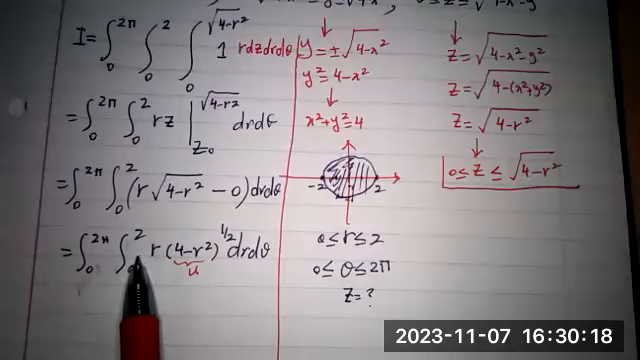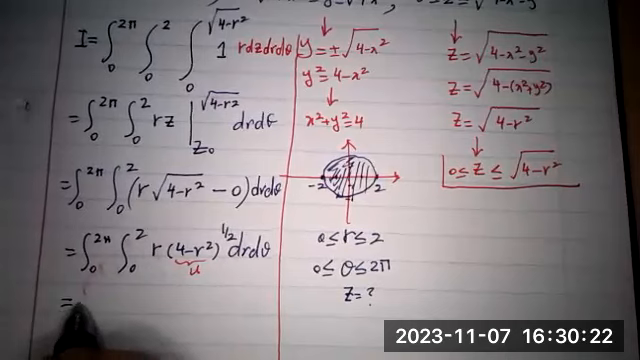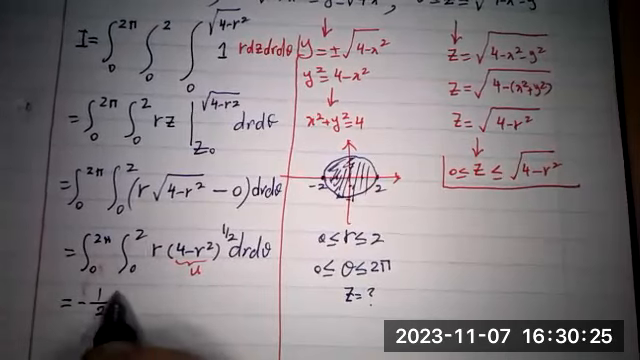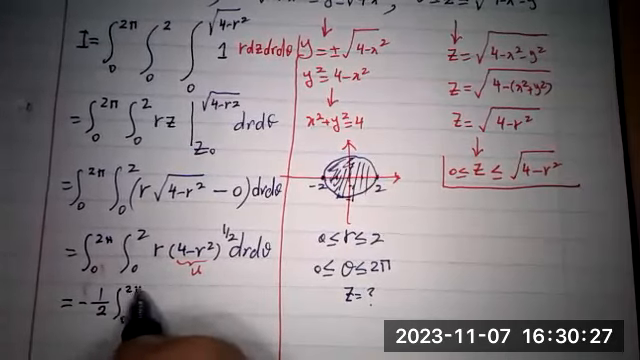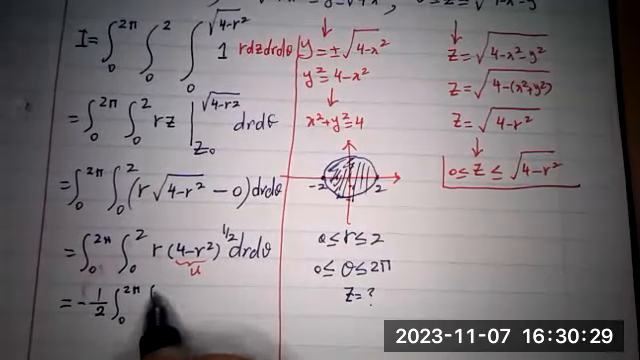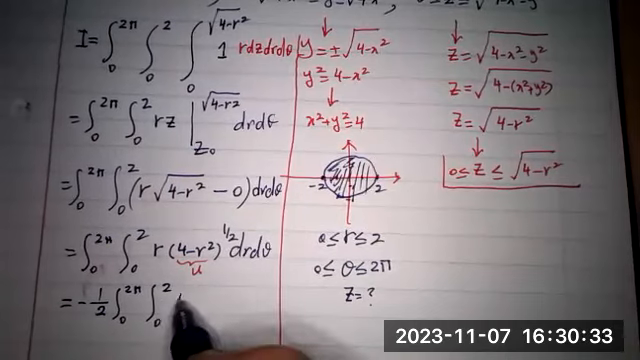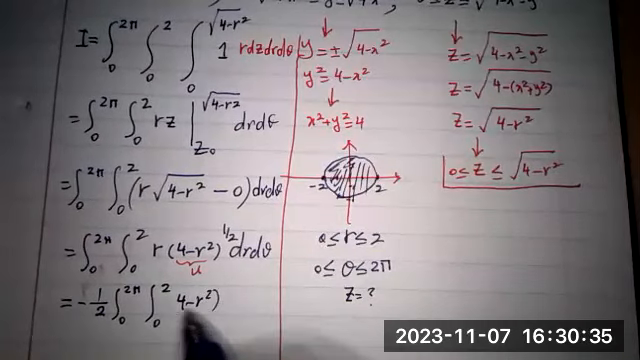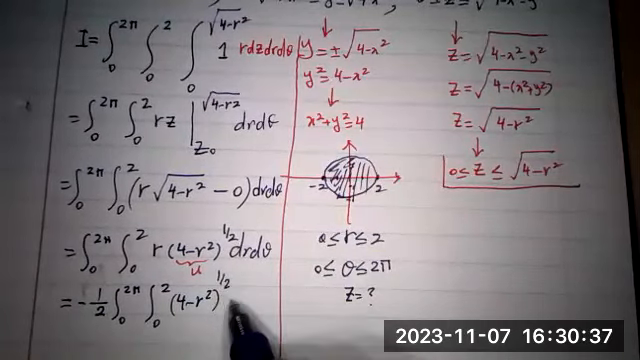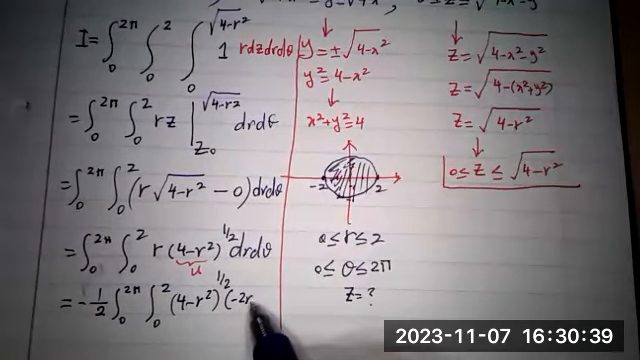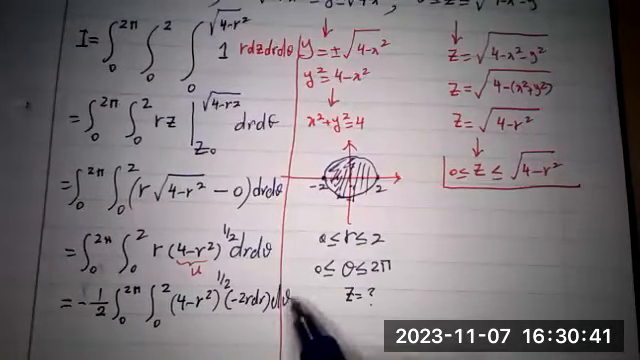U is negative 2r, and missing one is a negative 1/2. So I'm going to divide by negative 2 outside, 0 to 2 pi, and this is going to be 0 to 2. Then I multiply this one by negative 2r. So it's going to be 4 minus r squared, to the half, and this is going to be negative 2r dr, d theta.